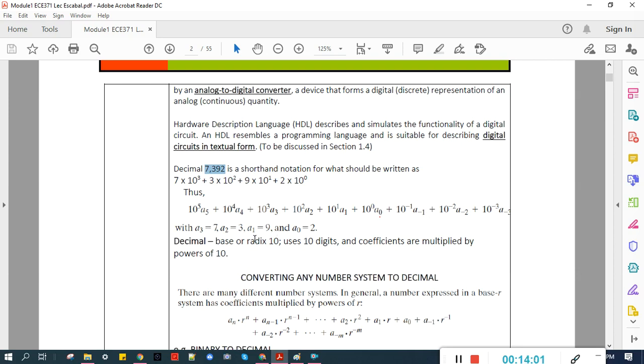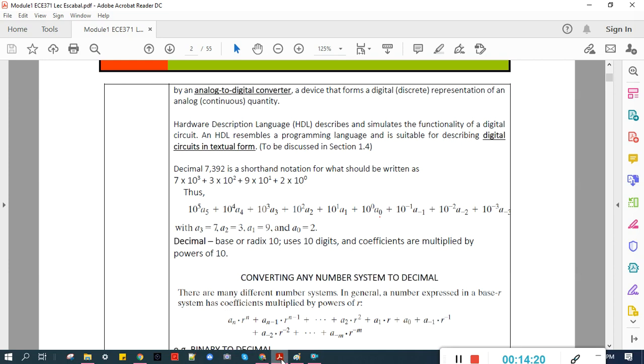Decimal is base or radix 10. It uses 10 digits, and coefficients are multiplied by powers of 10. For decimal, the base is 10 and the digits are from 0 to 9. So we have 10 digits.